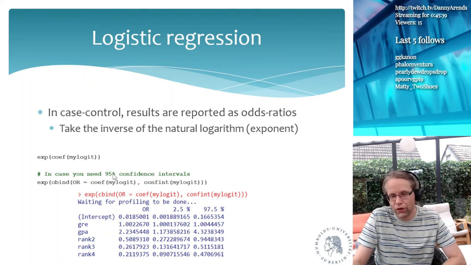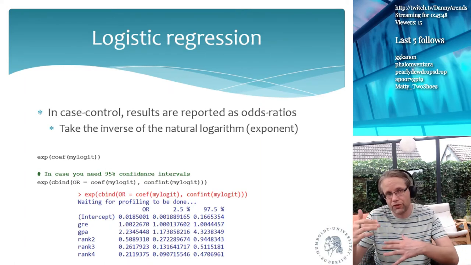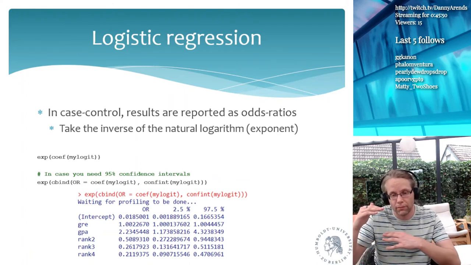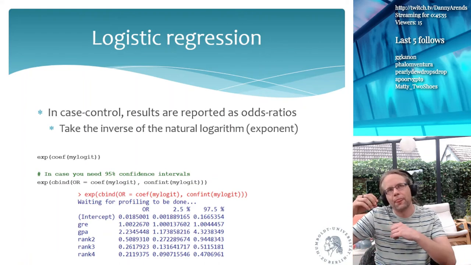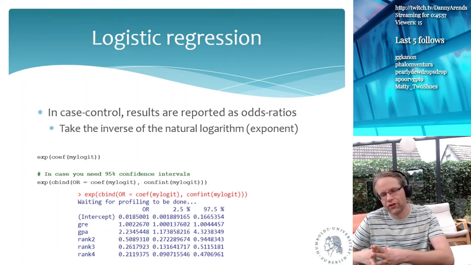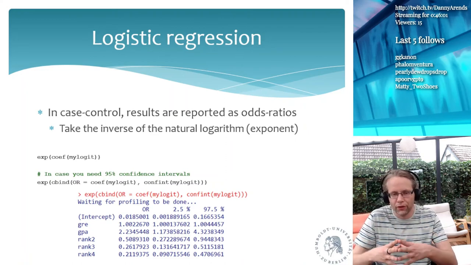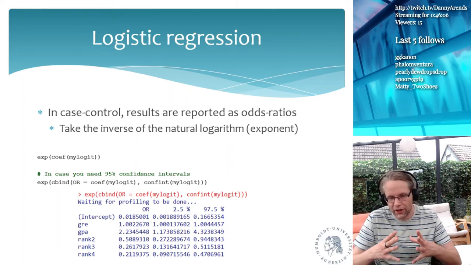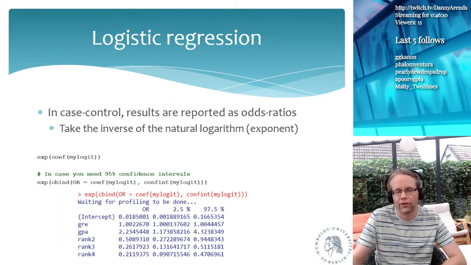If we want to also add the 95% confidence interval, so the boundaries in which the odds ratio more or less lies, what we will know is that in 95% of the cases, the real value, the real increase, will be between these two bounds. And if this is significantly different from zero, then there is generally a significant influence of your factor.